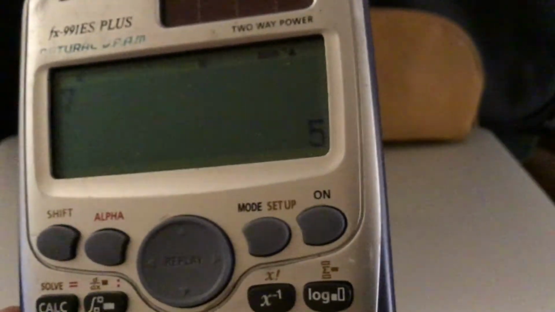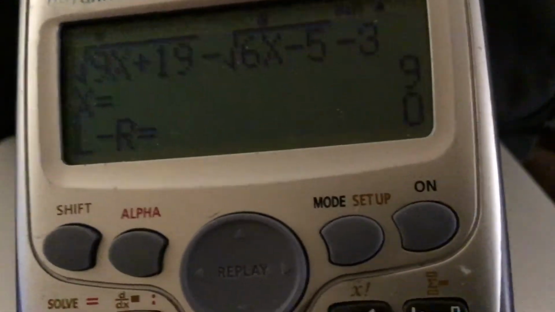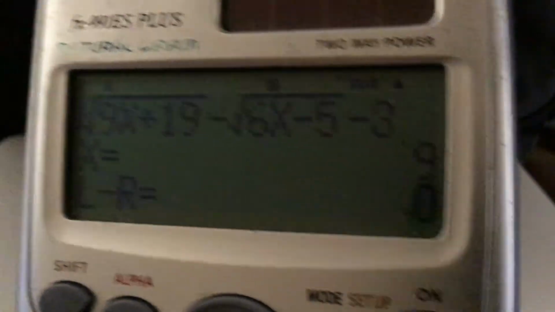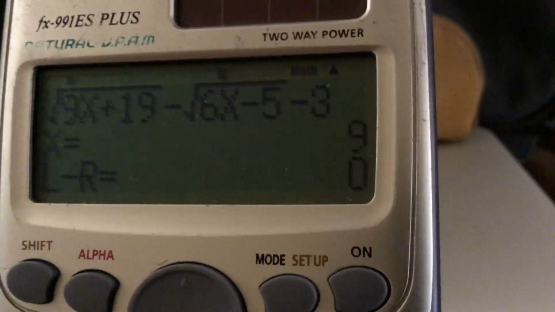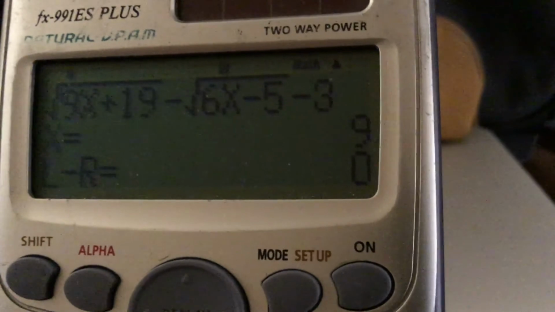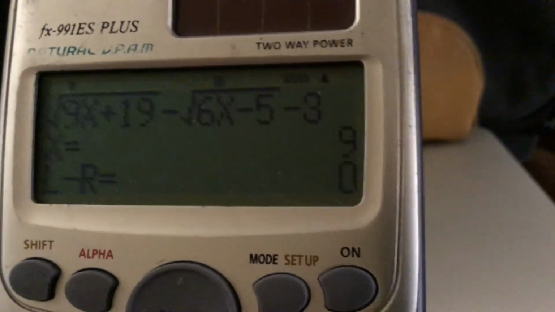So I press 7 here just to guess the next solution. It should be something close to 7. Equals, and I wait. Here we are. I get my second solution, 9. If you don't get 9, you're going to get 5 again. So make sure you change your guess. It could be 7, could be 8. Just go beyond 5. Keep guessing until you get your second solution.